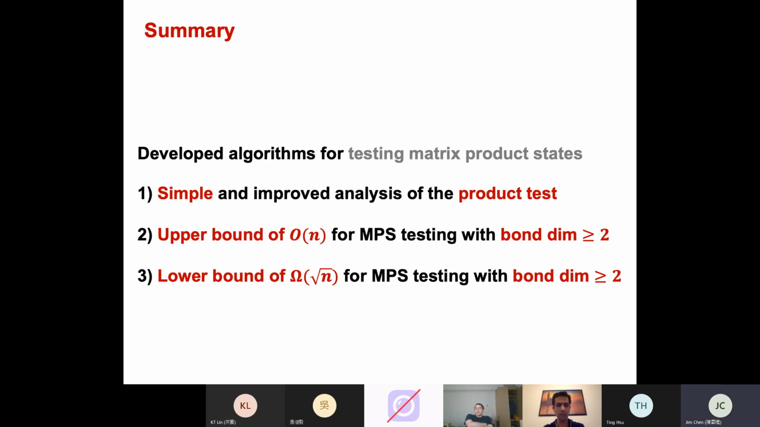And it makes me think, if I want to guess, that there is an improved analysis of our MPS testing that is similar to the analysis of product testing, which makes it better than order n. But I don't know if it would achieve square root n or not. I'd be very surprised if order n was the right bound, but it also might be. I don't have a good intuition for it.